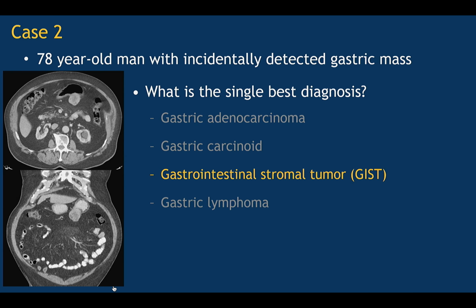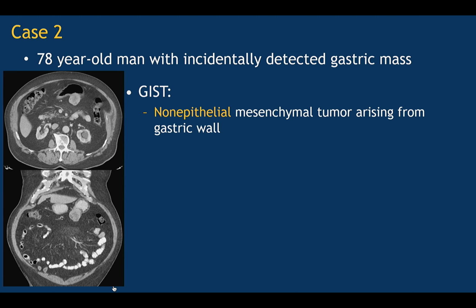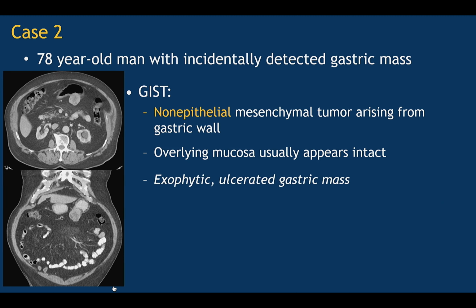So the best answer here is GIST. These are non-epithelial mesenchymal tumors. They most commonly arise from the stomach, but you can see them anywhere along the GI tract. And non-epithelial simply means that they are non-mucosal in origin. So typically the overlying mucosa appears intact, and you can see that in our case. When you see an exophytic or ulcerated gastric mass, you should be considering GIST.